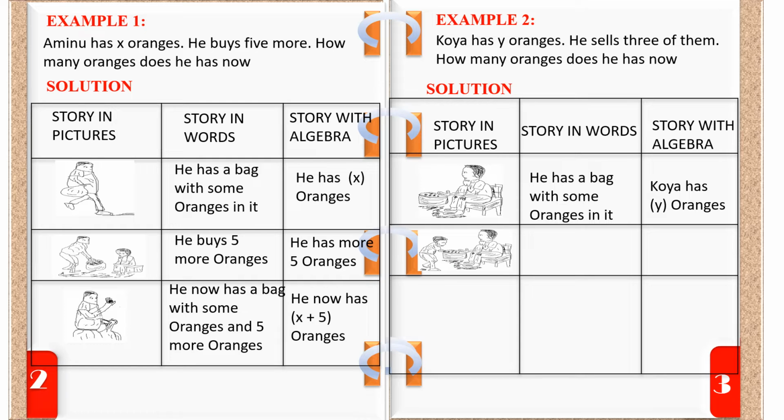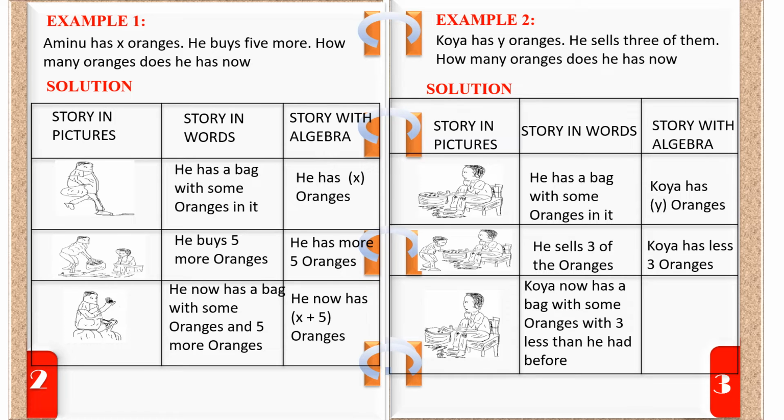From picture 2 here, you can see that he has a customer buying oranges from him. So you can now say that he sells 3 of the oranges and he now has 3 oranges less in his bag. We can see him still waiting for customers. We can now say that Koya has a bag with some oranges, 3 less than he had before, and that can be interpreted as Y minus 3, since the initial quantity of oranges in the bag is Y and he has sold 3 out of it, so you now have Y minus 3.